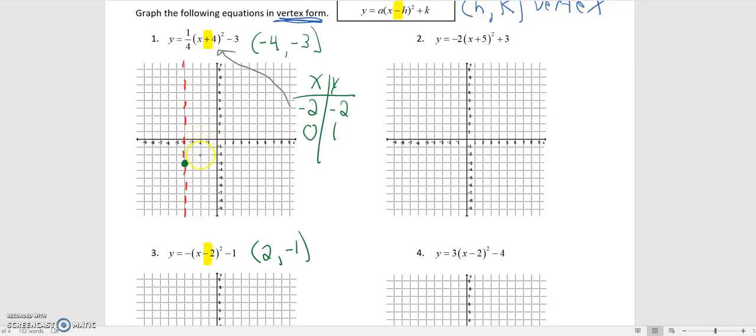So I'm at -2, -2. I'm at 0, 1. And I will tell you, if you pick some other numbers, I saw a lot of people that picked -3 as one of their numbers. If you pick -3, I believe it comes out to be -2.75. That's okay. Sometimes you will get decimals like this. I just happened to pick 2 ones that worked out to be nice numbers.